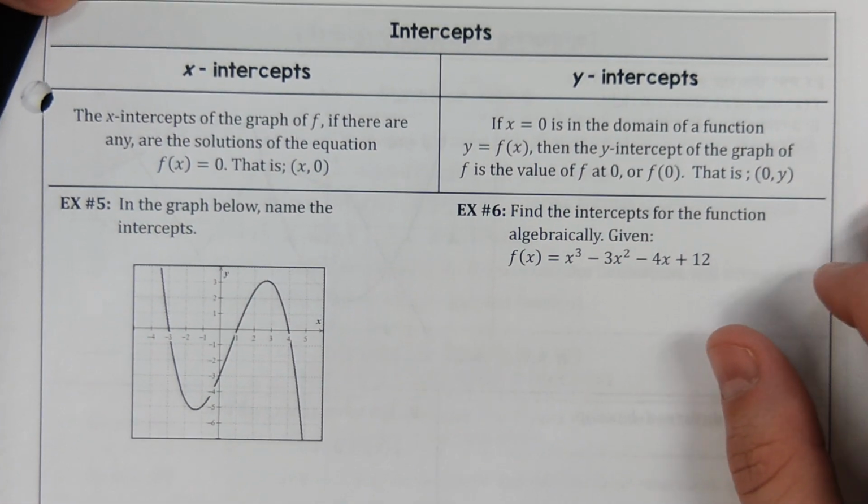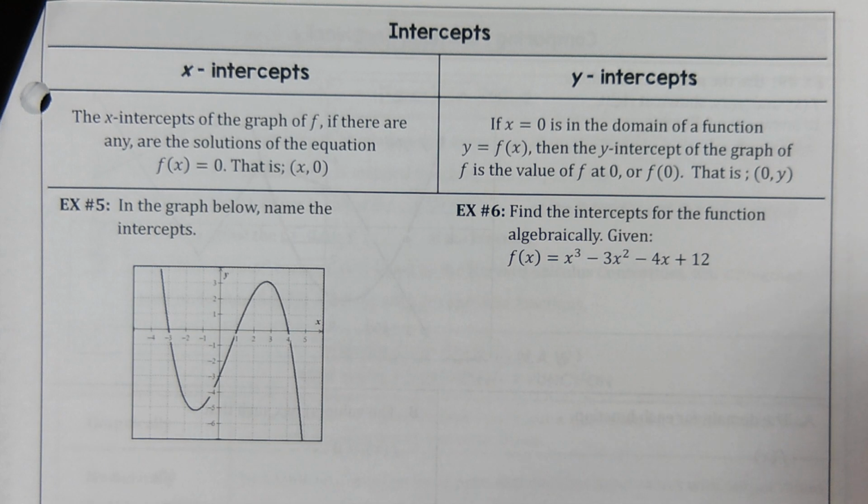Okay, old material, intercepts, right? X-intercepts, that's a place where your graph crosses the x-axis. But if you're on the x-axis, what is always true for every single graph? No matter what, if you're on the x-axis, what's always true? Y equals 0.